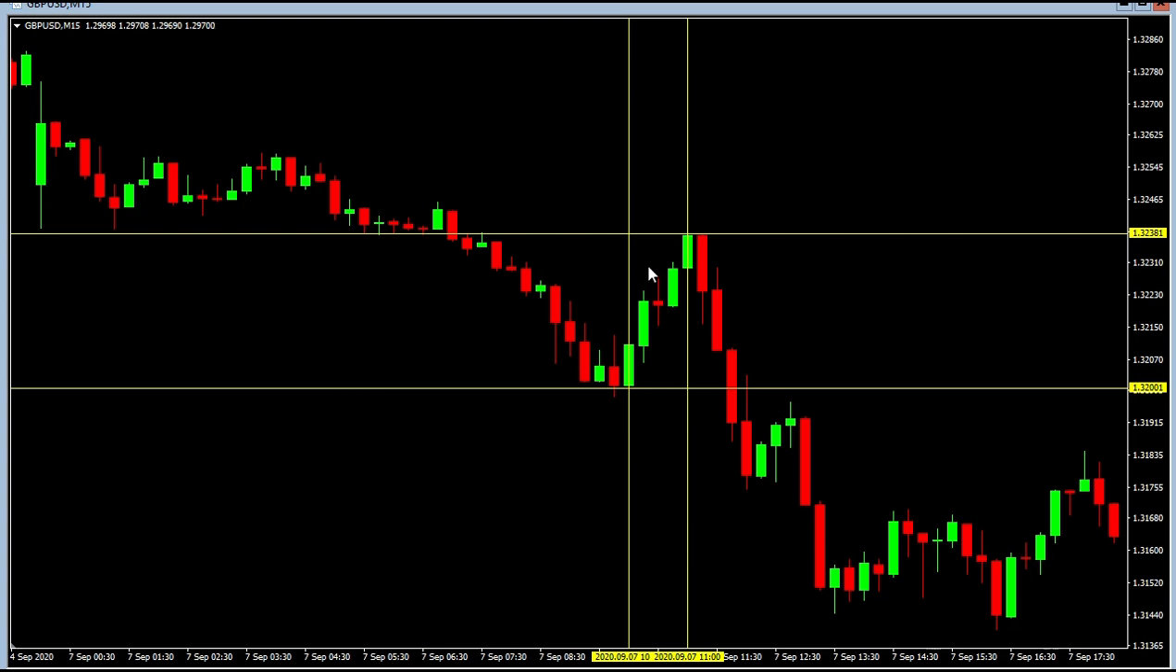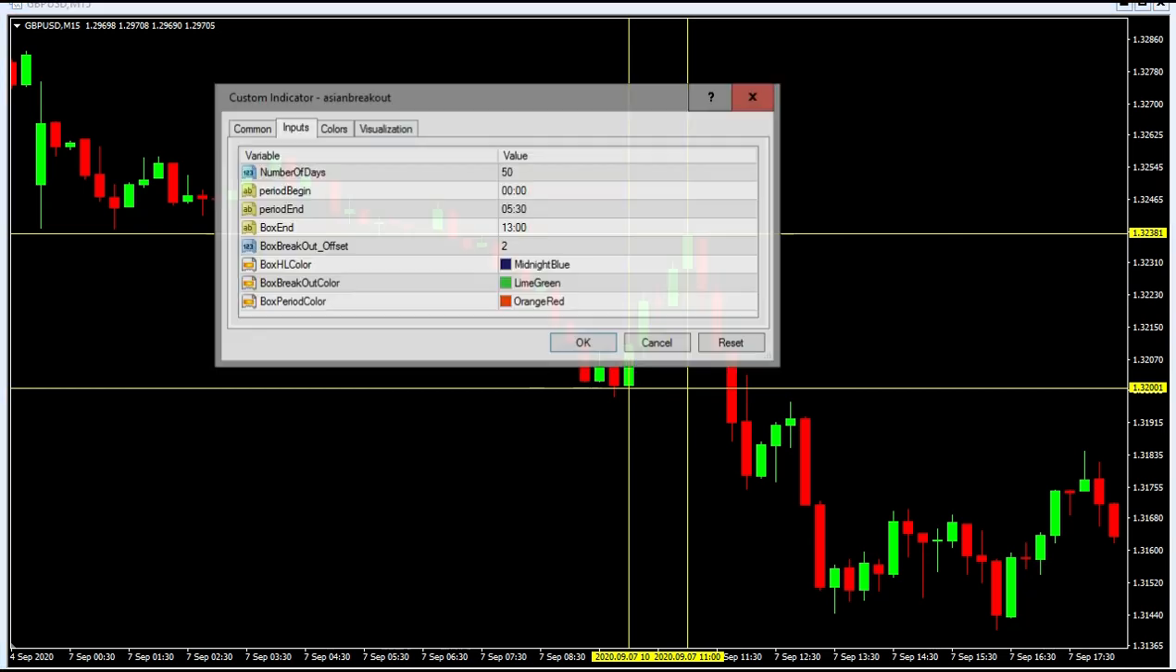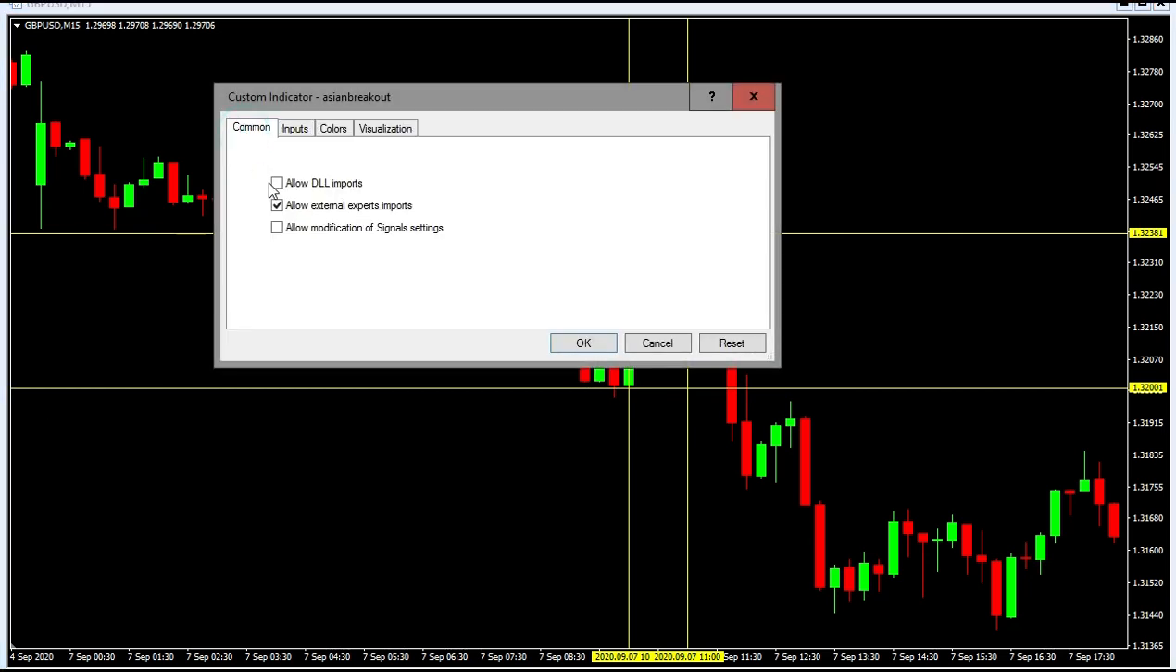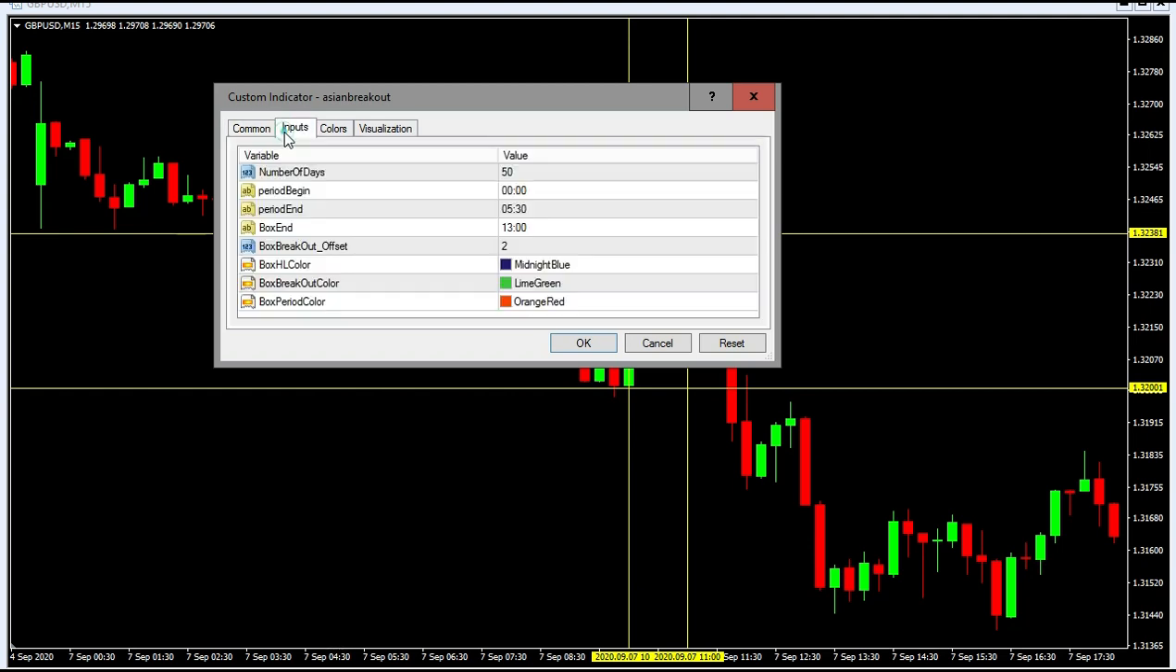But we can't continue with all the charts every day, so for this I have a very good indicator which I made for my Z20 advanced breakout system. I'm going to give it to you for free. This indicator is called the Asian breakout. So here it is, Asian breakout.